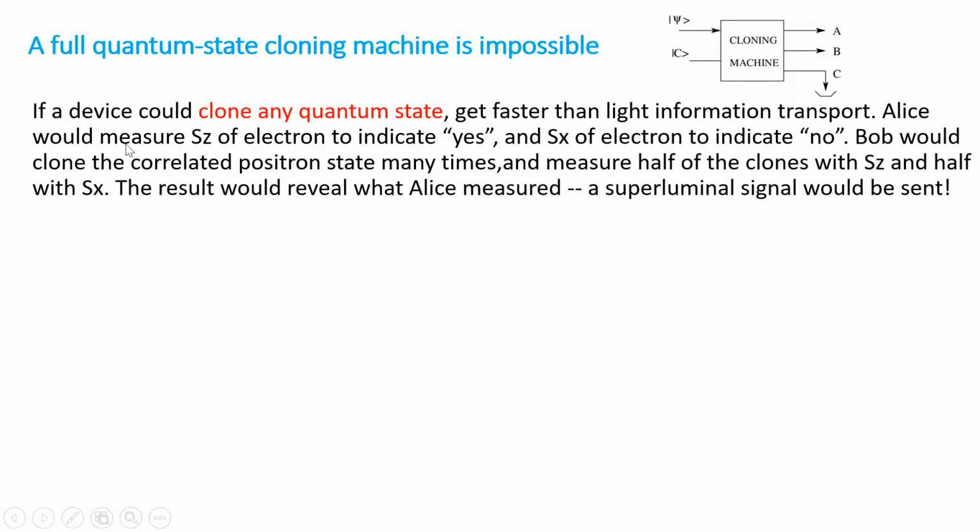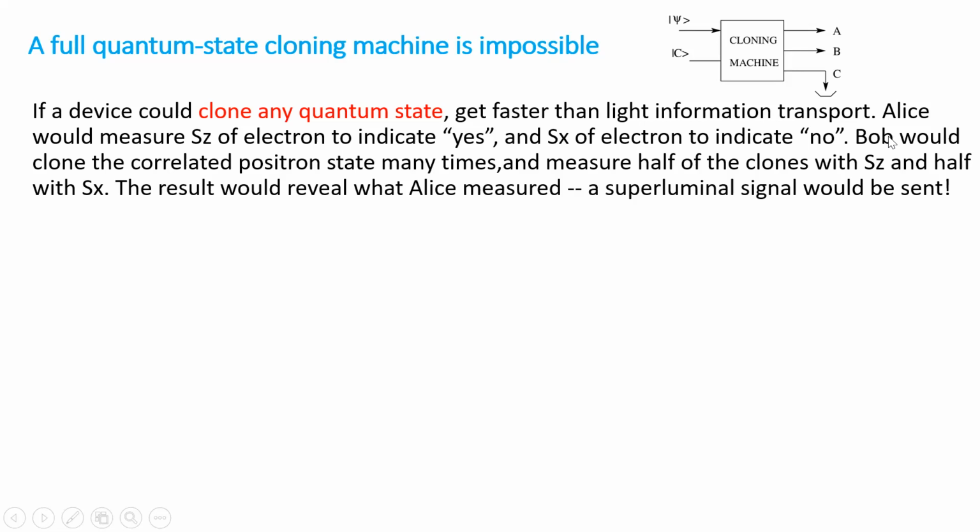So anyway, Alice would measure the SZ state of the electron to indicate a yes. And she would measure SX of the electron to indicate a no. It doesn't matter what result she gets for SZ or SX, just which one she measures. This is the electron coming out of a pion decay. So we have an electron coming to Alice and a positron to the receiver, whose name will be Bob. So if she measures SZ, she's trying to send the signal yes. If she measures SX, she's trying to send the signal no.